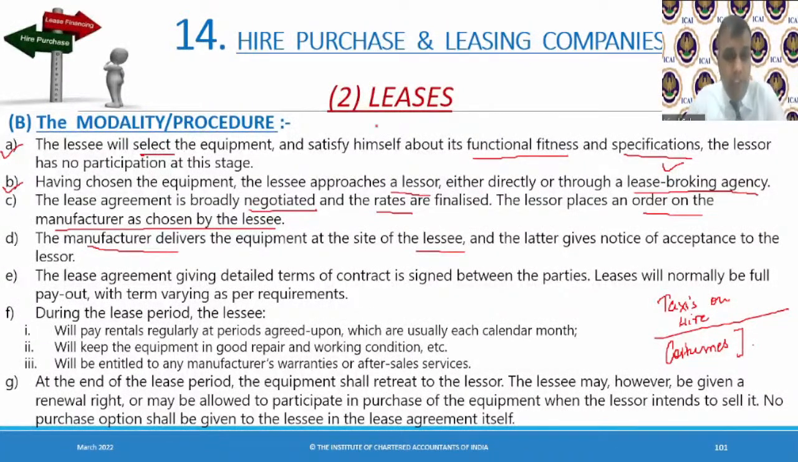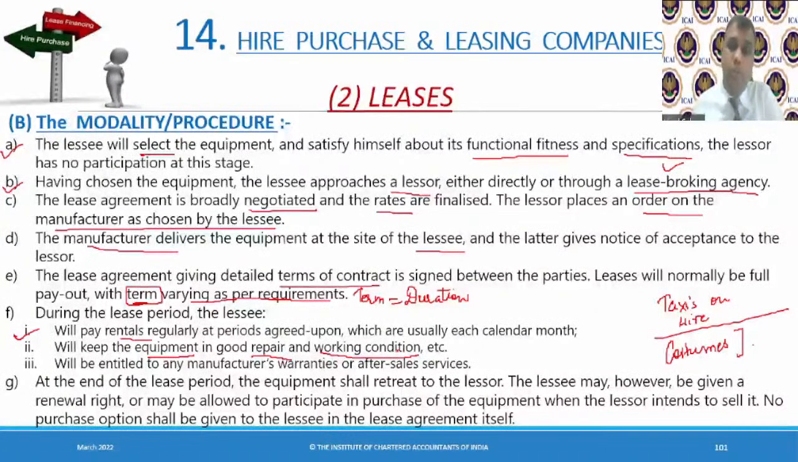The lease agreement will give detailed terms of the contract. They are normally full payout, with the term varying as per requirements. Term is the duration of the lease. During the lease period, the lessee will pay lease rentals regularly as per the lease agreement, and will keep the equipment in good repair and working condition.